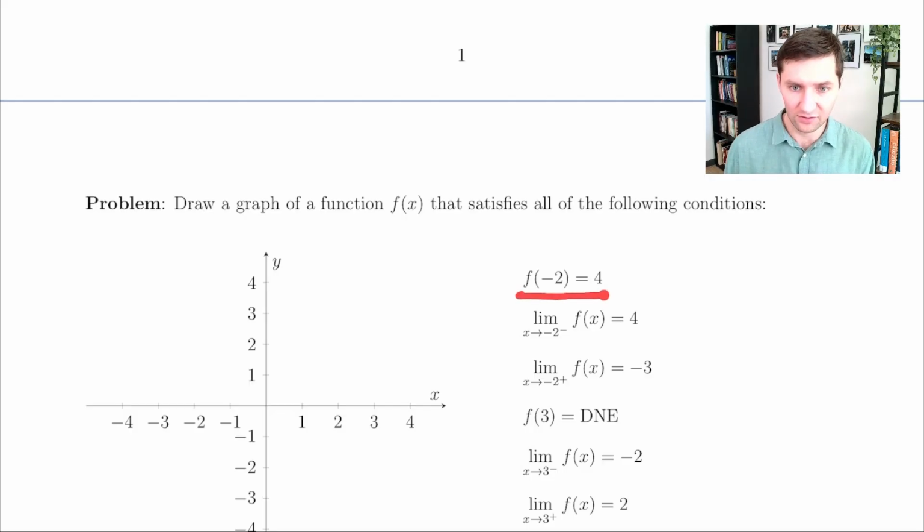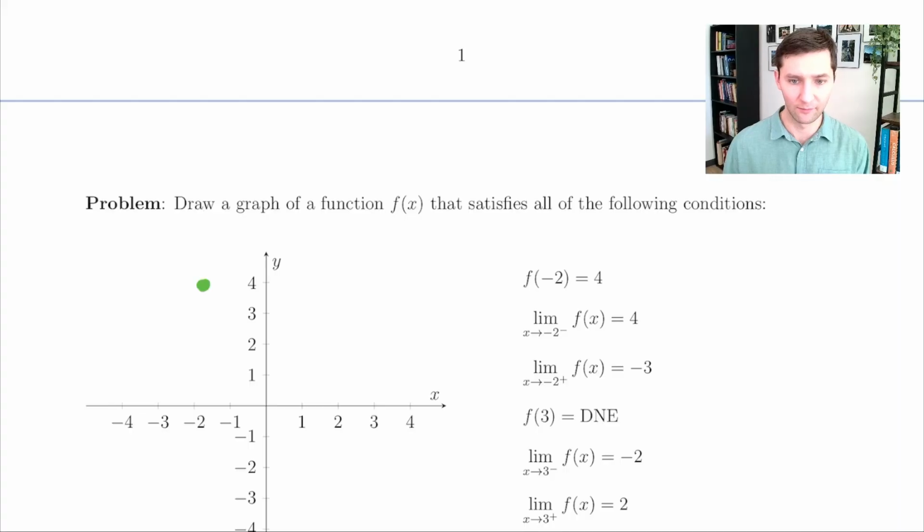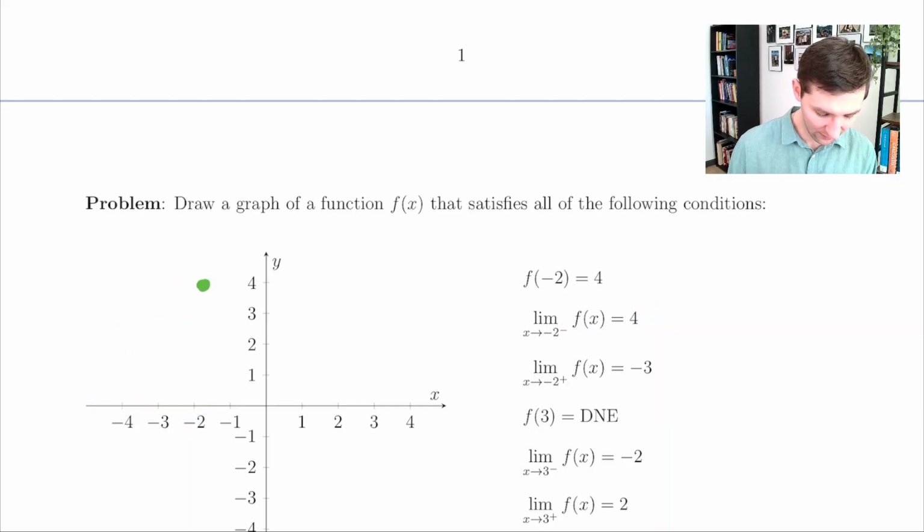First, the value of the function at -2 must be 4. I find x equal to -2. I know that the value of the function must be 4. So I add a solid dot with coordinates -2 and 4. Then, the limit of this function, as x approaches -2, from the left must be 4. So as I'm approaching -2 from the left, I must be getting closer and closer to 4. The easiest way to achieve that is to draw a piece of the graph that gets closer and closer to that dot from the left.